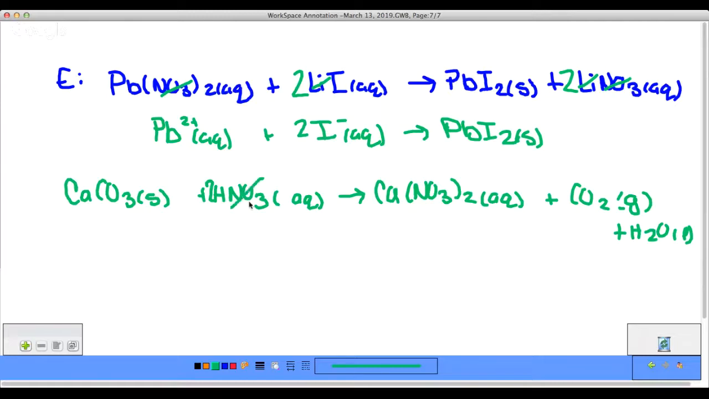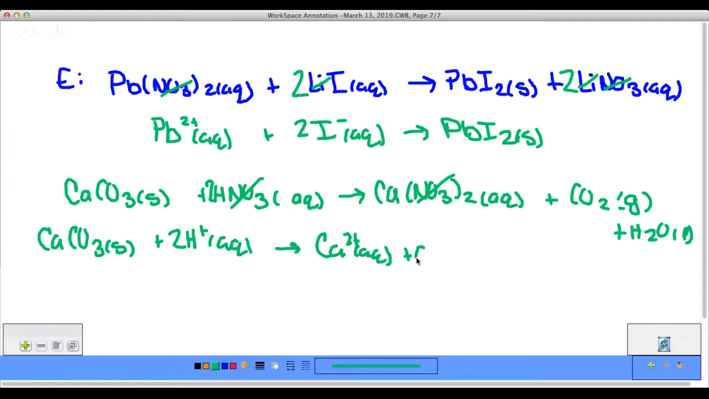The only thing that's actually going to cancel out is our nitrates. So what we end up having is calcium carbonate as a solid plus 2 hydrogens, aqueous, and we're going to produce calcium, aqueous, plus some gas, plus some liquid. So that's what we're going to produce with that one.